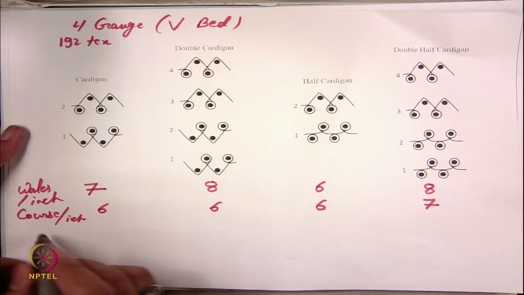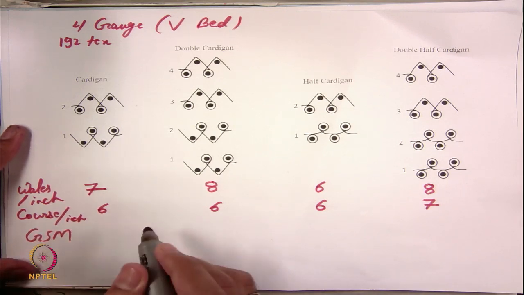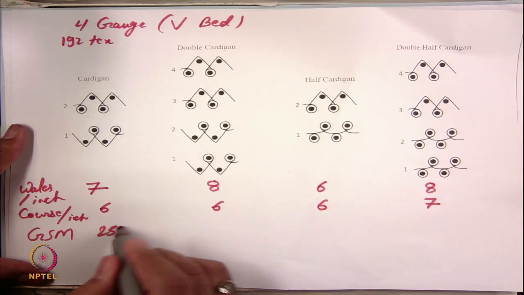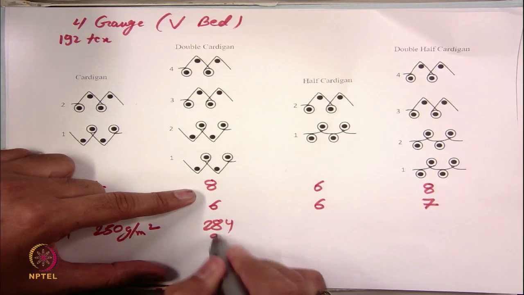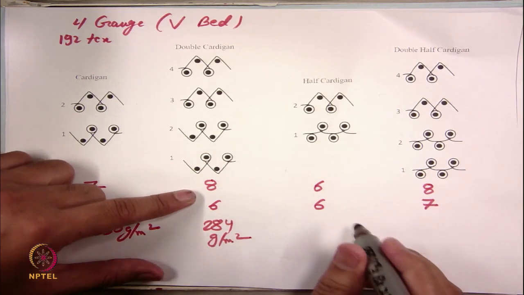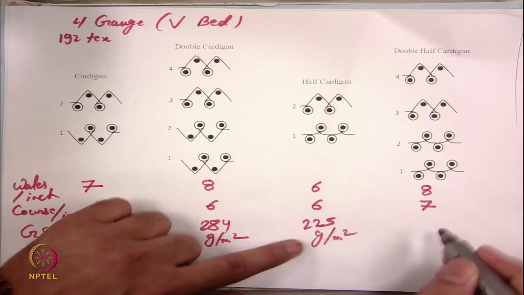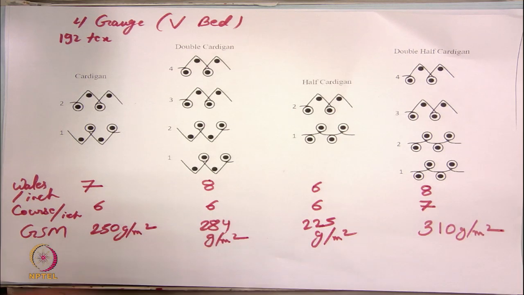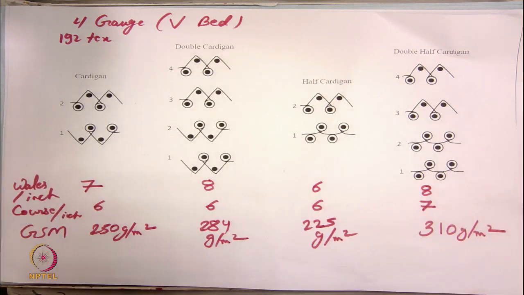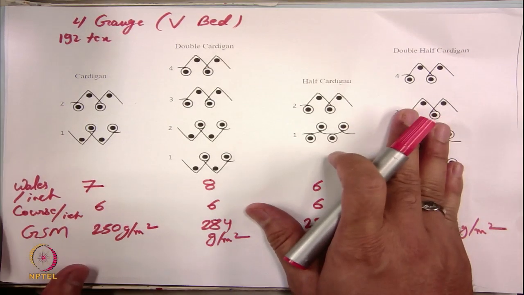If you see the GSM of the fabric, the cardigan was observed to have 250 grams per meter square, this was 284 grams per meter square, this was 225 grams per meter square and this was 310 grams per meter square. So this is what was observed after analysis of these fabrics.